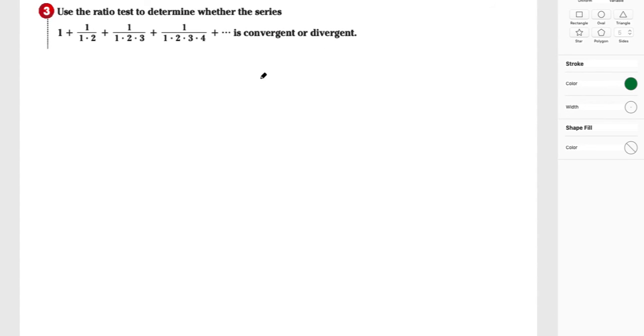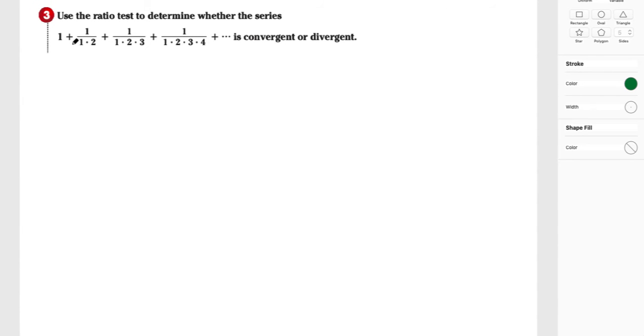All right, let's see if we could use the ratio test to determine whether this series is convergent or divergent. So let's look at it and let's see if we could rewrite it in a way that would be interesting. So this looks like 1 over n factorial. That's not how your text does it, but I think we can do it. So you remember 1 factorial is equal to 1. 2 factorial is equal to 2 times 1. 3 factorial is equal to 3 times 2 times 1.